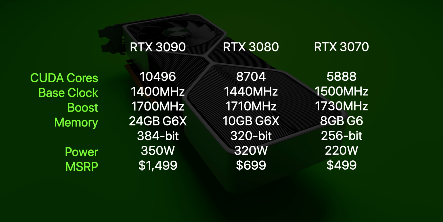Boost clocks are fairly typical on paper from what we've seen previously at around 1700 megahertz, but it'll be interesting to see what the real world boost clocks will land at, especially with much beefier coolers. The RTX 3080 not only gets faster memory from the 2080 of last generation, but it also gets an extra 2 gigabytes, which is definitely a welcome update.